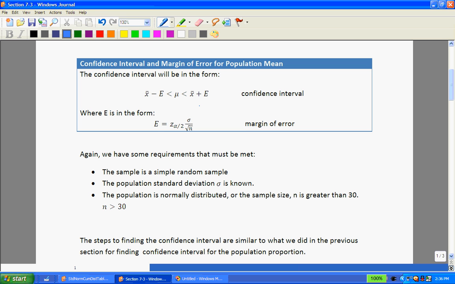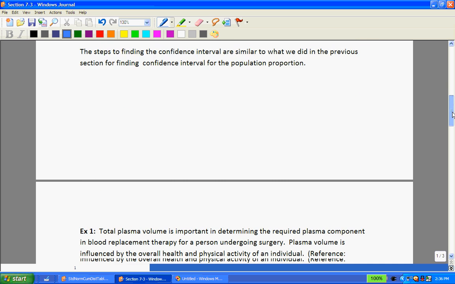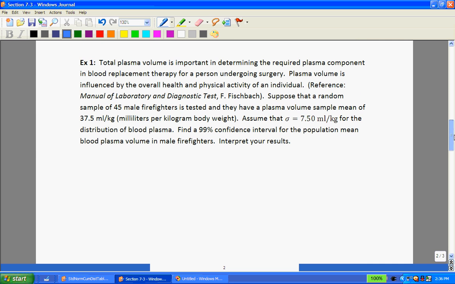Again, we have some requirements that must be met. It has to be from a simple random sample. The population standard deviation must be known, and the population either has to be normally distributed, or if not, the sample size has to be greater than 30. Besides all that, the steps to finding the confidence interval are very similar to what we did before. So let's just jump into an example.